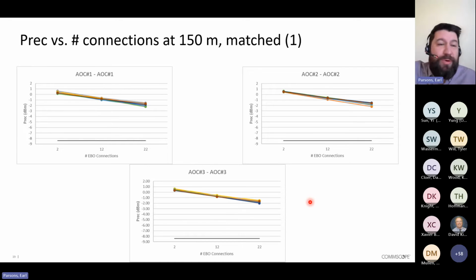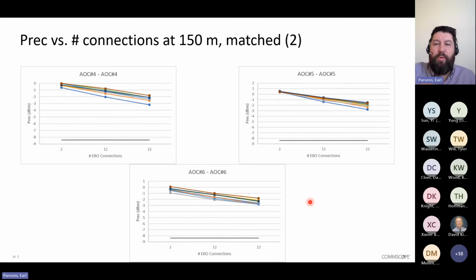The other thing we looked at was the received power for different numbers of connections at 150 meters. And we get nice straight lines from 2 to 12 to 22 connections. We see the receive power drop off smoothly. There's not much loss, especially when we look at a bunch of these in aggregate. Everything is very well behaved. These are very encouraging results.